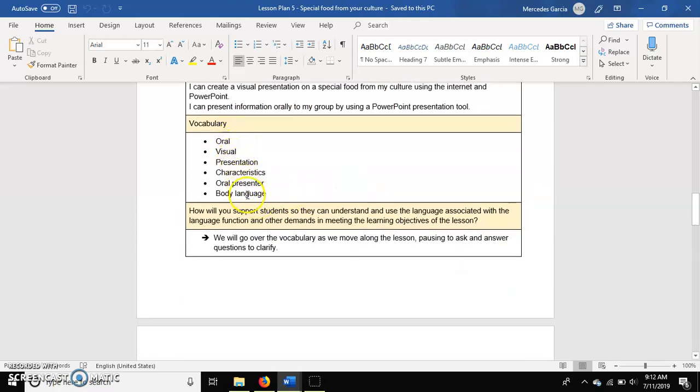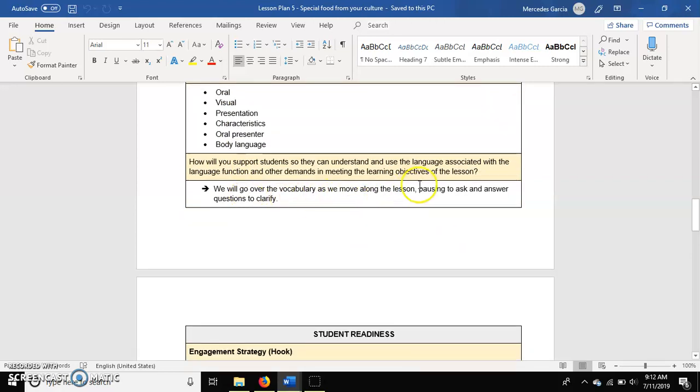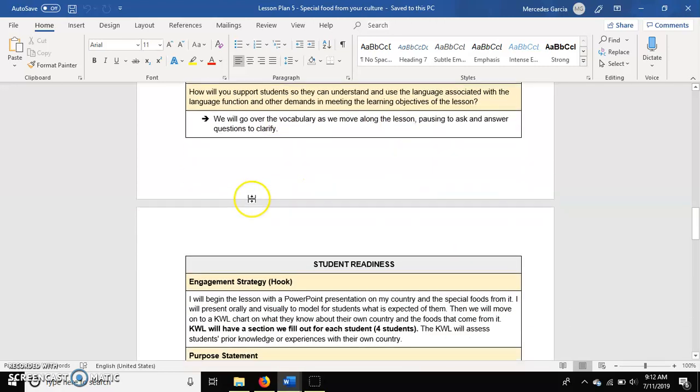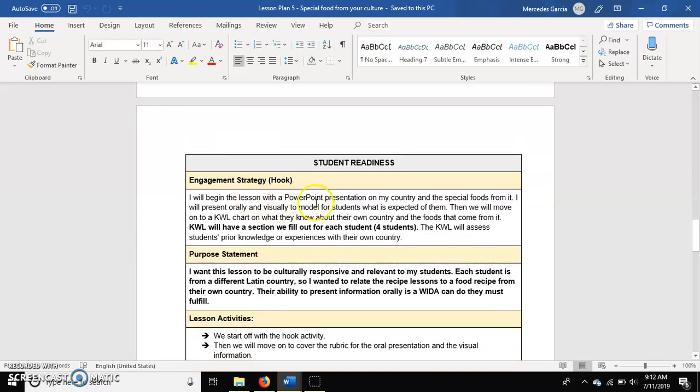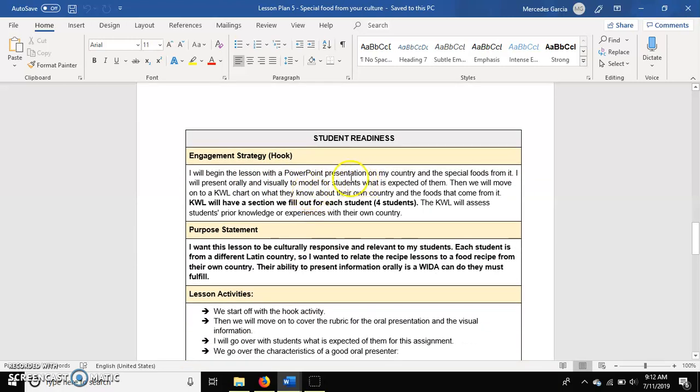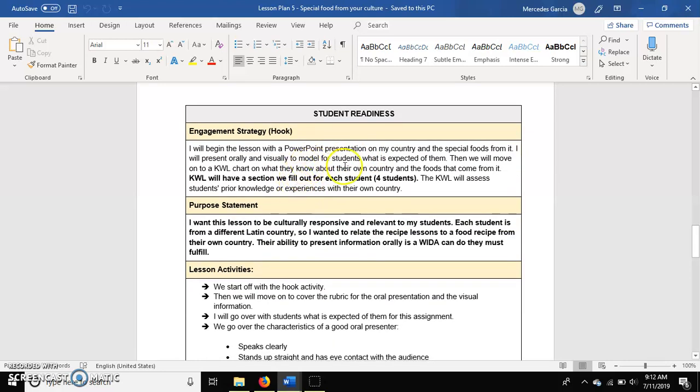Here are our vocabulary words. We'll go over them as we move along the lesson, pausing to ask and answer questions to clarify. We'll begin with a PowerPoint presentation on my country and the special foods from it. I'll present orally and visually to model for students what is expected of them.